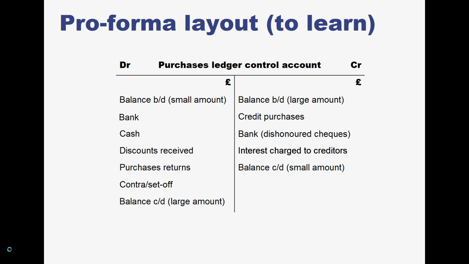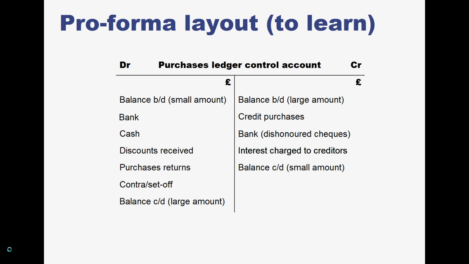On credit, we obviously create creditors, which are liabilities. We owe a supplier money. So the rule for suppliers and creditors owing money is a balance BD large amount, which is on the credit side. Any liabilities that we have would be a credit entry, and that's shown there by the balance BD large amount. Credit purchases increase liabilities, so it's a credit entry.